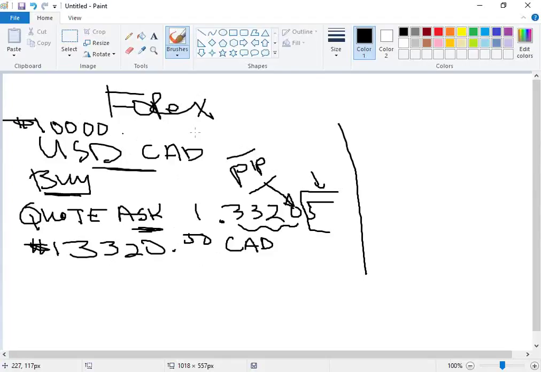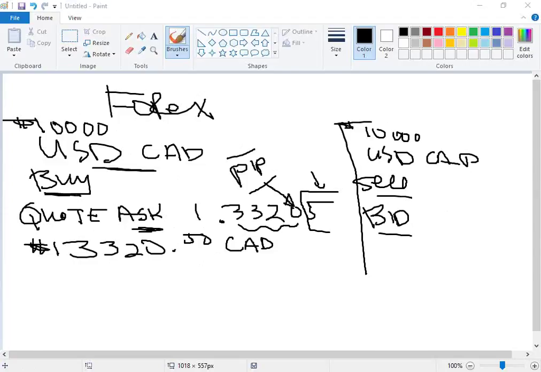Okay, now let's say that you change your mind and you don't want this money anymore. You want to take your 10,000 US and you want to sell it back to the bank so that you can receive Canadian. The bank says, no problem. You want to be the seller of your US dollars because you want Canadian. They give you the quote. This is referred to as the bid price.